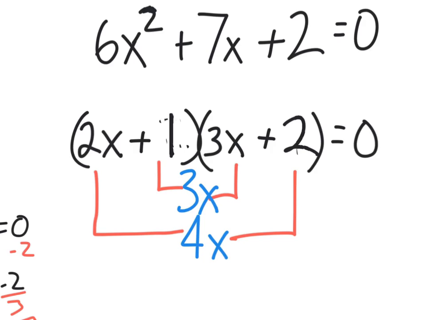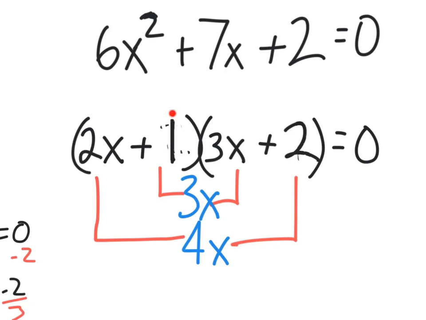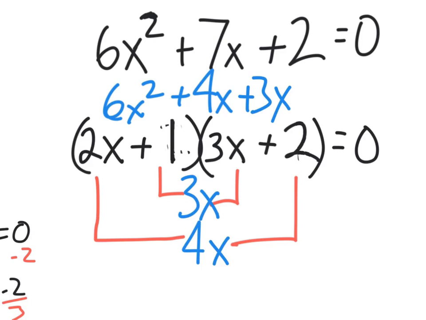And so again, if we FOIL this, 2x times 3x is going to give us 6x squared. 2x times 2 is going to give us 4x. Here we've got the inners: 1 times 3x is going to give us plus 3x. And then finally, 1 times positive 2 is going to give us positive 2. And we simplify. That gives us this right here. So we just simplified it using our number sense method.